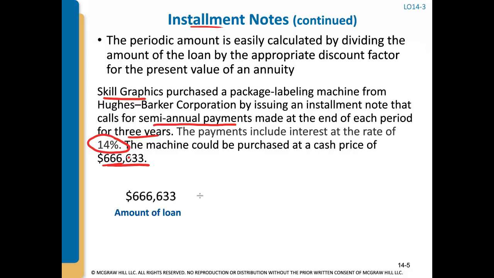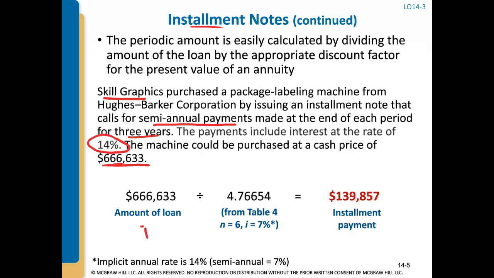The way we do that is we take the amount of the loan, the $666,000, and divide it by a factor from the present value tables. Make sure you divide, that's really important. The table we're going to use is the present value of an ordinary annuity, because we're trying to find the regular installment payments. An ordinary annuity finds the present value of payments that are made at the end of each of the periods.